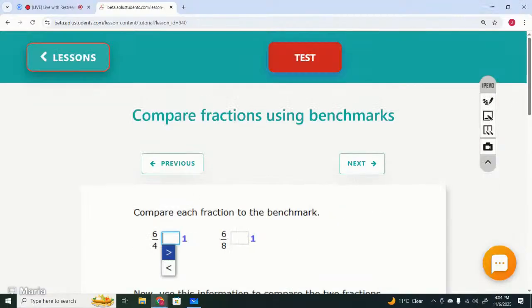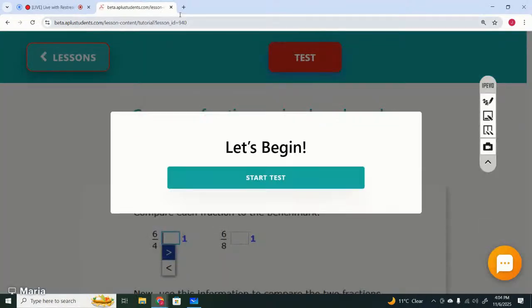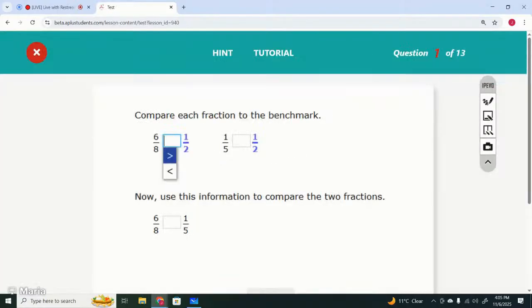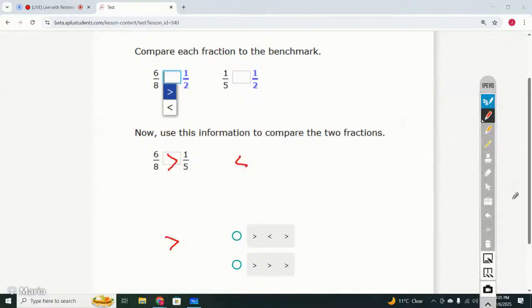Okay, let's just start with the test questions. Compare each fraction to the benchmark: 6 by 8 to 1 by 2, and 1 by 5 to 1 by 2. So let's just compare 6 by 8 to half, right?